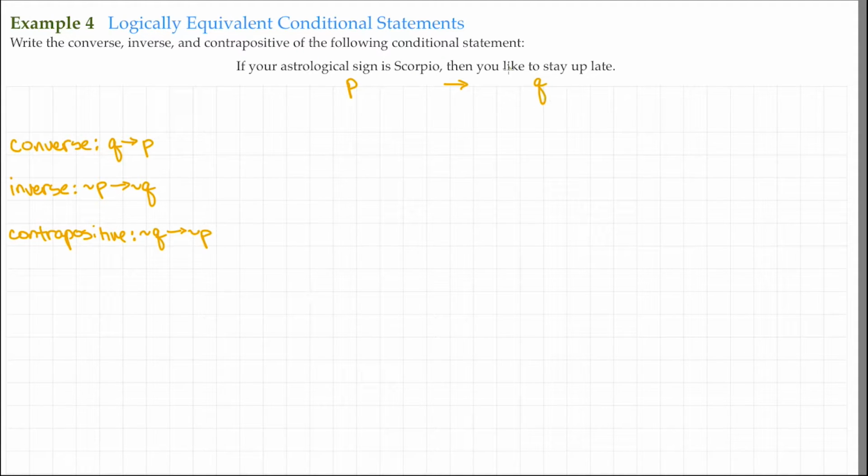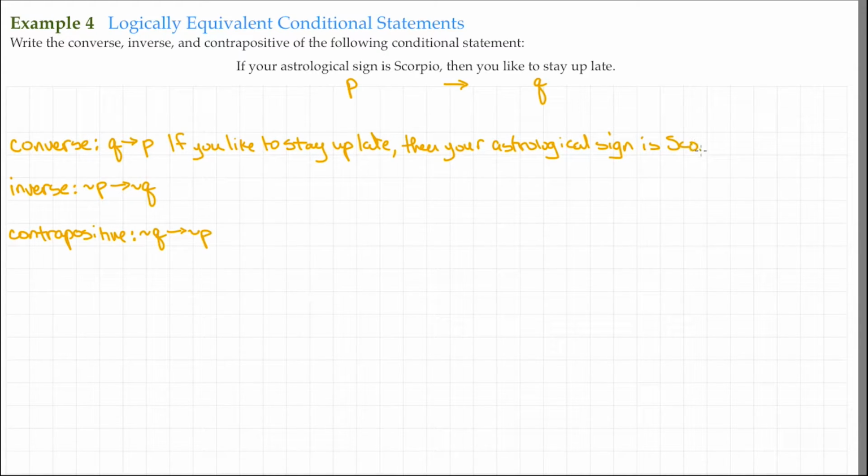So if our original conditional statement states, if your astrological sign is Scorpio, then you like to stay up late, then the converse is, if you like to stay up late, then your astrological sign is Scorpio. The antecedent becomes the consequent and vice versa.